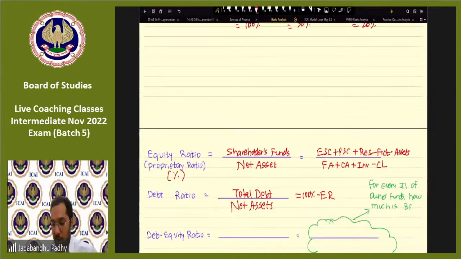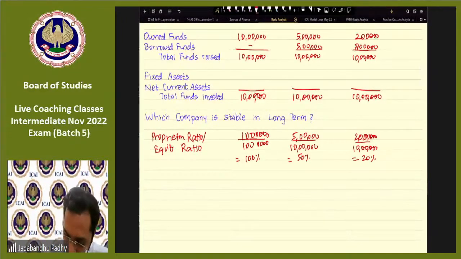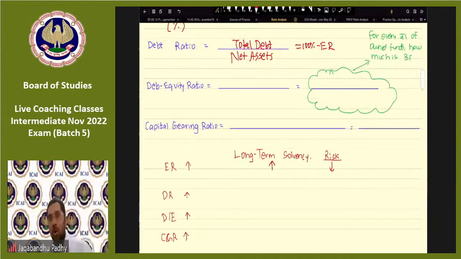100% minus equity ratio. So in this case, you can say debt ratio is 0%, here it is 50%, here it is 80%. So tell me, what about debt ratio? Long-term solvency, high debt ratio indicates what solvency ratio? High debt ratio indicates low long-term solvency and high risk.